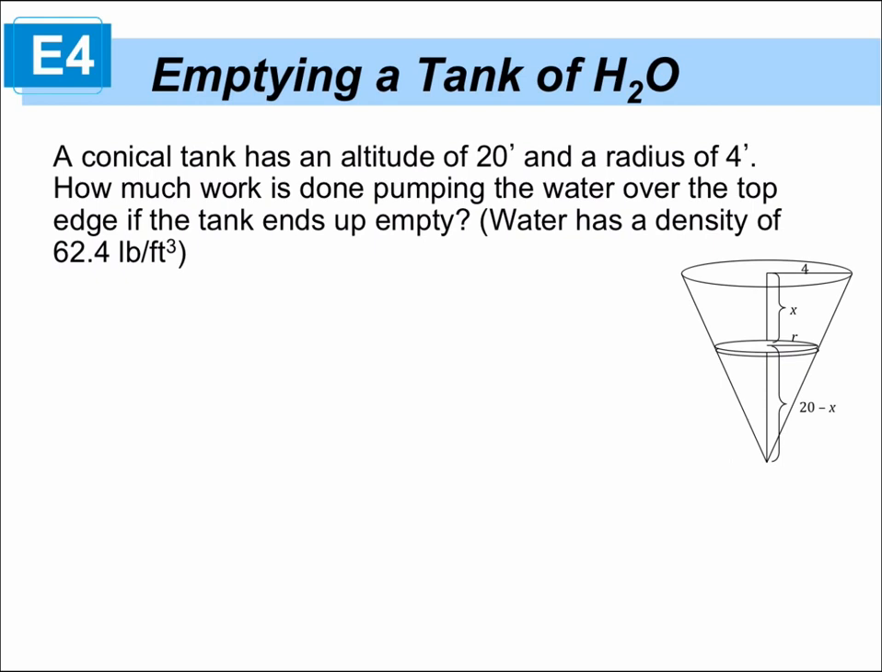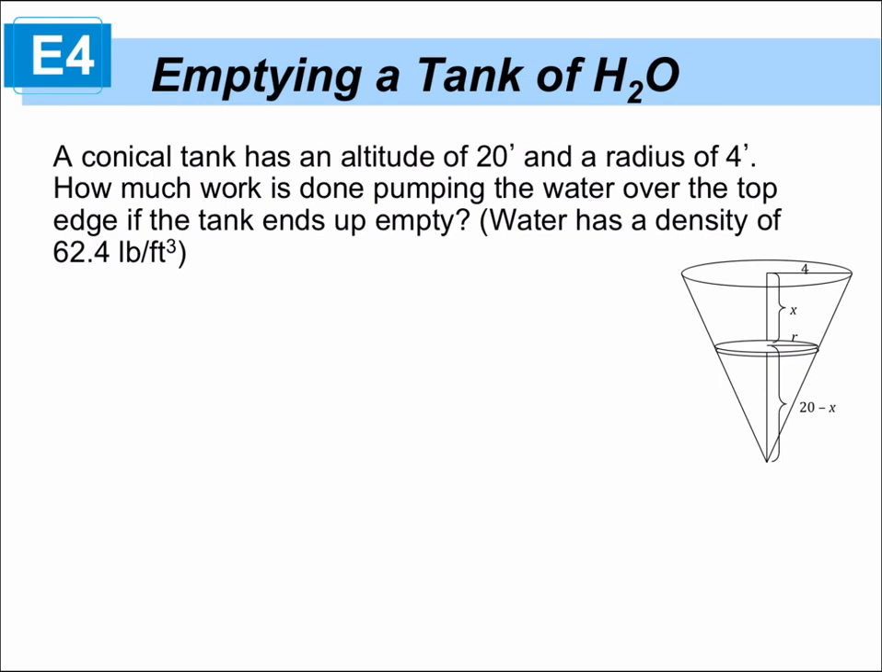The cone has a radius of 4, it has a height of 20, and I randomly picked a sliver of water x units away from the top. This is how I decided to set it up. You could set it up differently. You could measure the distance from the bottom. I think this works a little bit better.